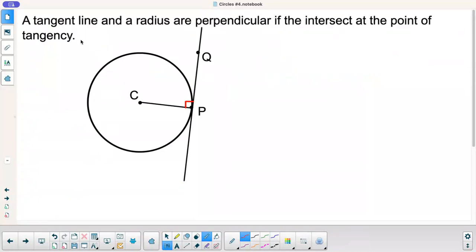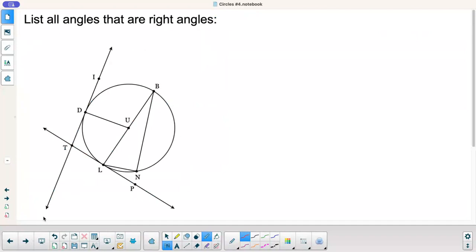And the other thing to look at here is a tangent line and a radius are always perpendicular if they intersect at the point of tangency. So right here, here's my tangent line QP. If it intersects a radius right there at point P, then these two lines are perpendicular, or angle CPQ is a right angle. Okay. So list all angles that are right angles.